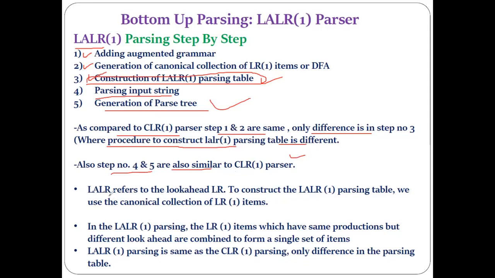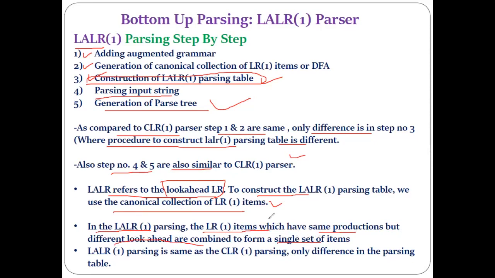So LALR, its long form is lookahead LR. To construct the LALR1 parsing table, we have to utilize the canonical collection of LR1 items, the same that we have utilized in the CLR1 parser. So in the LALR1 parsing, the LR1 items which have the same productions but different lookaheads are combined to form a single set of items.